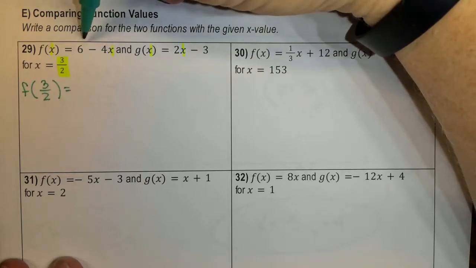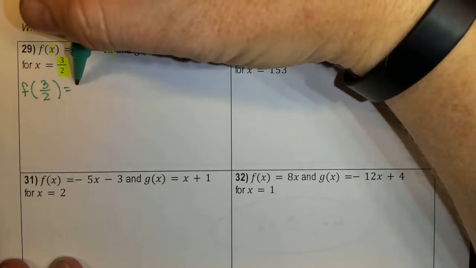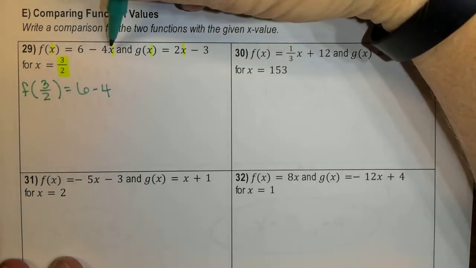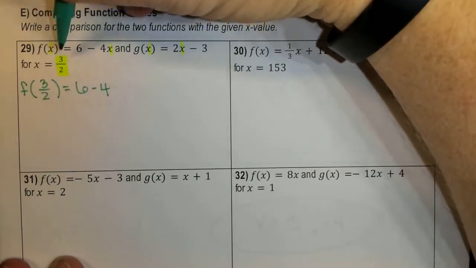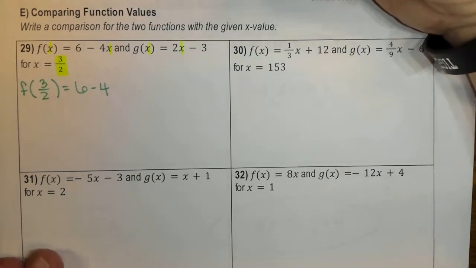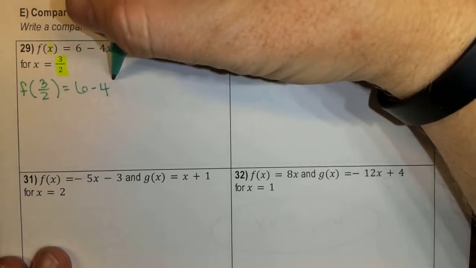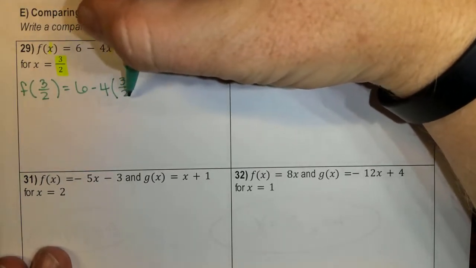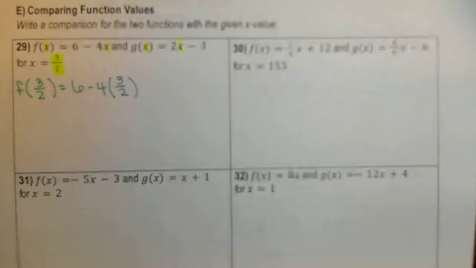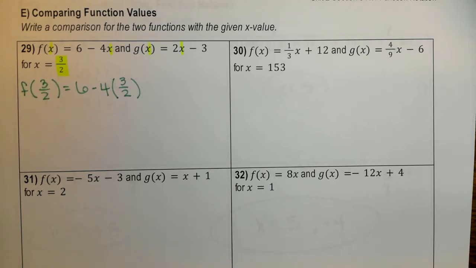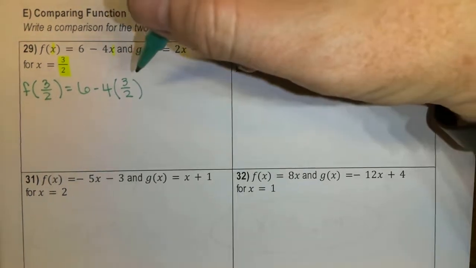equals 6 minus 4. And then instead of x, I write my number. And because it's 4x, that's 4 times x. So I'm going to do 4 times 3 over 2. Now, I'd always just write parentheses anyway. And that way you can type it in just like this, and it will multiply like it's supposed to. And you do get the correct answer.